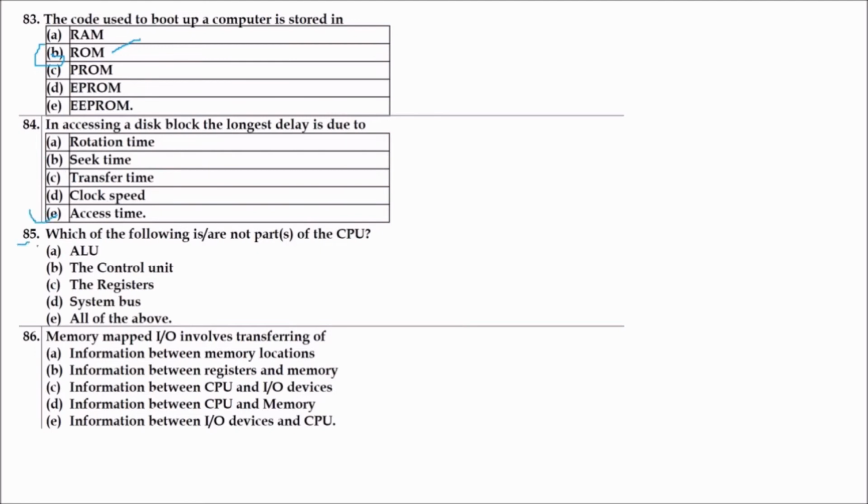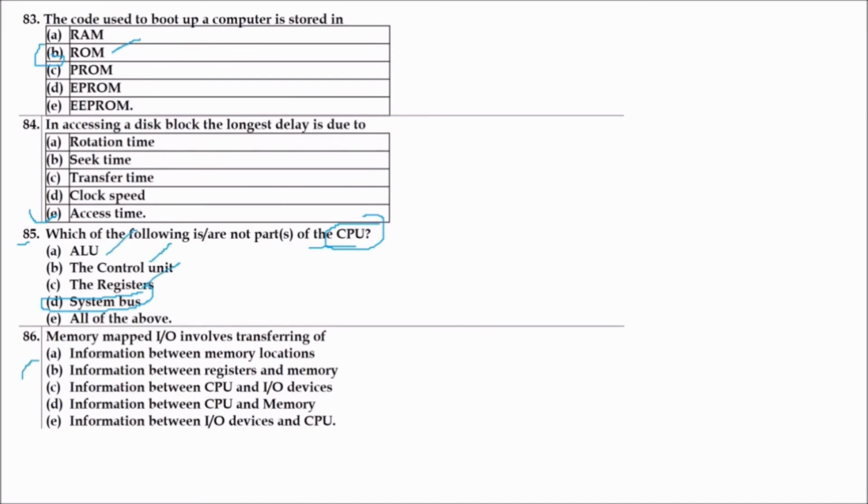Next is, which of the following are not parts of the CPU? CPU, central processing unit. Which is not the part of the CPU? 85th. The answer is system bus. System bus is not a part of the CPU. Others are ALU, control unit, registers.